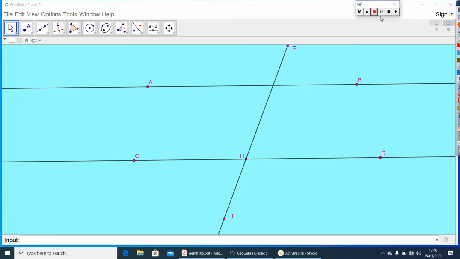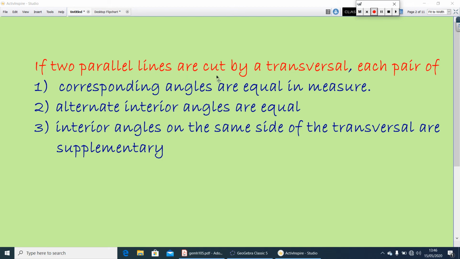So you can summarize, if two parallel lines are cut by a transversal, each pair of 1. Corresponding angles are equal in measure, 2. Alternate interior angles are equal, and 3. Interior angles on the same side of the transversal are supplementary. That is, the sum of those interior angles will be equal to 180 degrees. These are the three conditions when two parallel lines are cut by a transversal.